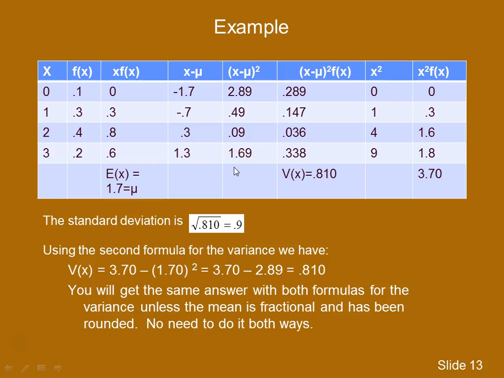Square those numbers, then multiply those numbers by the corresponding f of x's. So 0.1 times 2.89 is 0.289, and so forth. Finally, we add those up in this column. We add up the squared deviations around the mean times the probabilities, and we will get a variance of 0.810. If the variance is 0.810, the standard deviation is the square root of that, or 0.9.